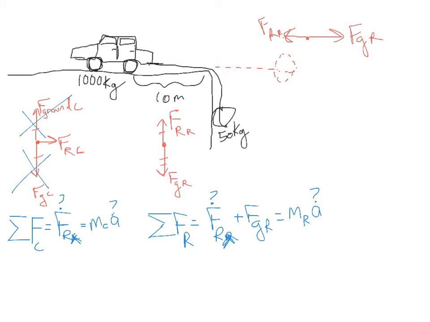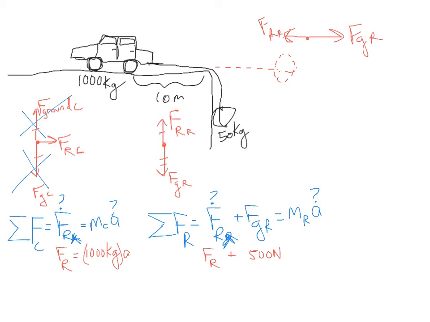All right. What do we actually know? Well, let's make it red now. We know that the FR is the same as the other FR. We know that this is 1,000 kilograms. And we don't know A. We know here that the FR is the FR. I mean, we don't know what exactly that is. We know that the FGR is actually 500 newtons.